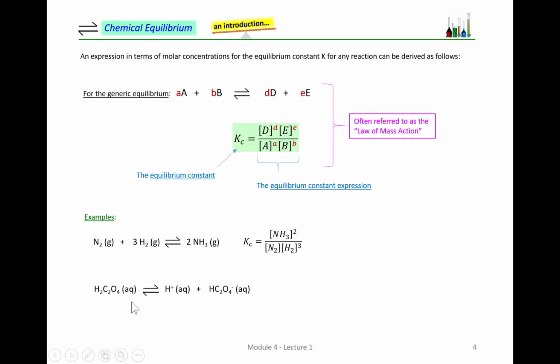We can also deal, of course, with reactions in aqueous solution. And so for this equilibrium, the equilibrium constant Kc would be the product of the concentrations of the products, each raised to the power of the coefficient in the balanced equation, divided by the concentration of the reactant.